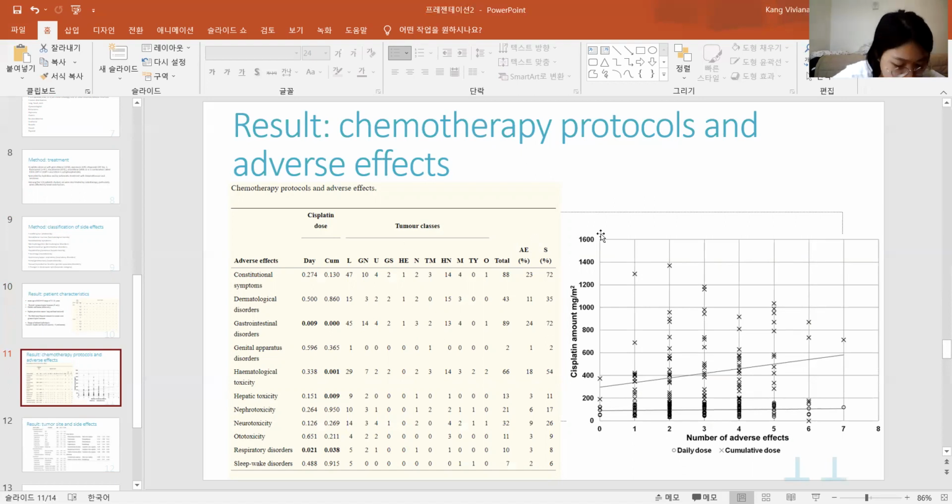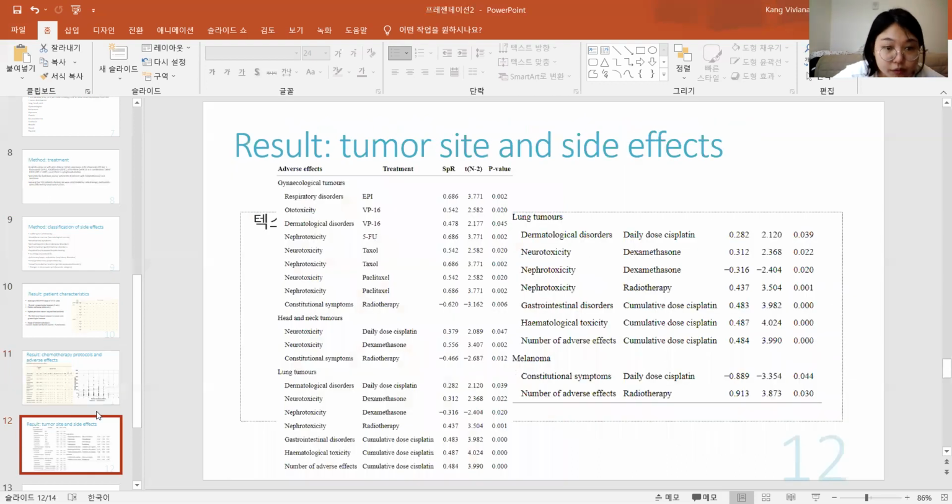Also, the plot displayed here shows the number of toxic effects against cumulative and daily doses of cisplatin administered and correlates these doses with the associated adverse effects. The cumulative amount of cisplatin is directly related to the number of adverse effects. Those also affected the hematological systems, as the independent factor and dependent factor display a positive linear relationship.